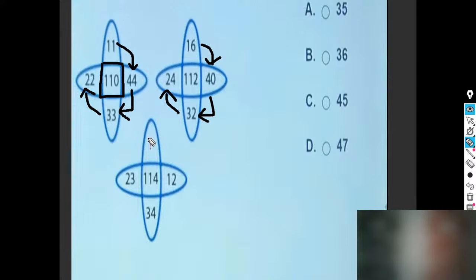So question mark, let us take this as x. X plus 12 plus 34 plus 23 gives us 114. So what is that unknown value? That is the question. Just add all the numbers. So after adding, it should be 114.